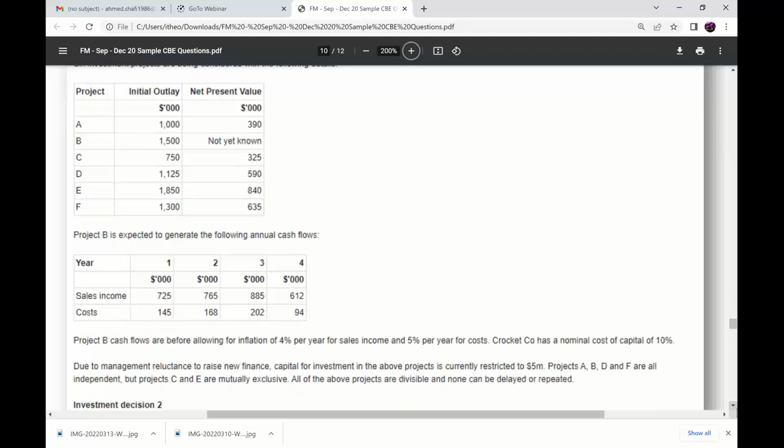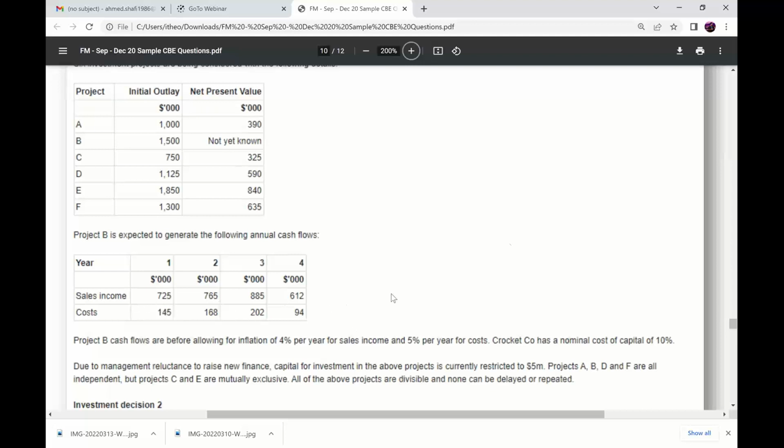Project B is expected to generate the following cash flows. Now, project B's cash flows are in year 1, year 2, year 3, year 4. The sales income is given 725, 765, 885, and 612,000. And project B's year 1, 2, 3, 4 cost is given. From this, I got to know that project B has a life of 4 years.